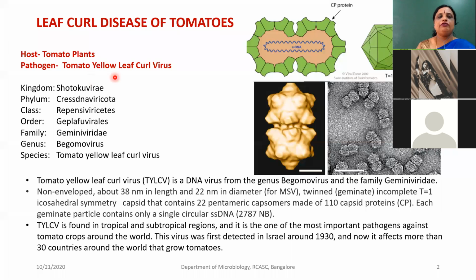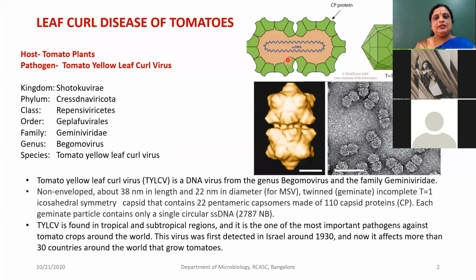This is one of the viruses, tomato yellow leaf curl virus. According to the classification, it has been placed under the family Geminiviridae. What is the reason for placing this particular virus there? That is important, students, for the point of your examination. Why has it been placed under Geminiviridae?